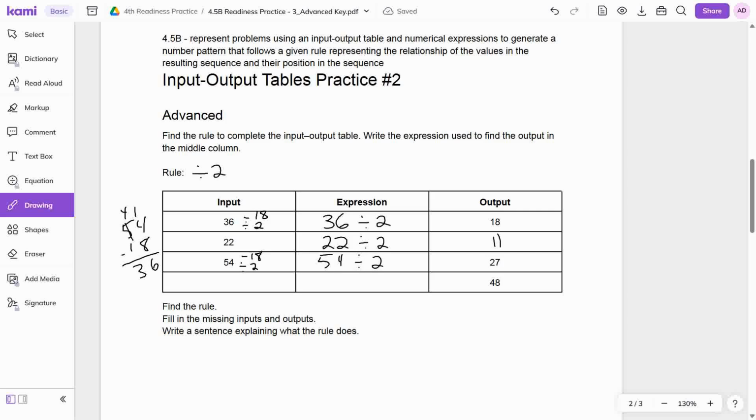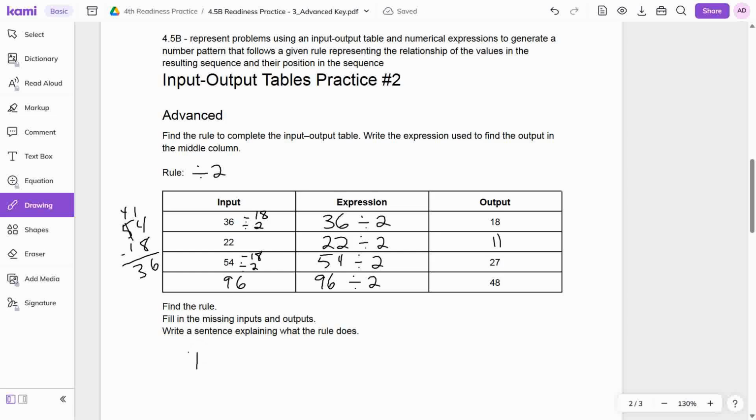Now this is a tricky one. We don't want to say 24 for the input on the last one. Something divided by 2 is going to make 48. So something cut in half makes 48, which means it's got to be really big, because if you cut it in half, it's already 48. So I need to go backwards. I need to double 48. If you double 48, you get 96. So now I can cut 96 in half and get 48.